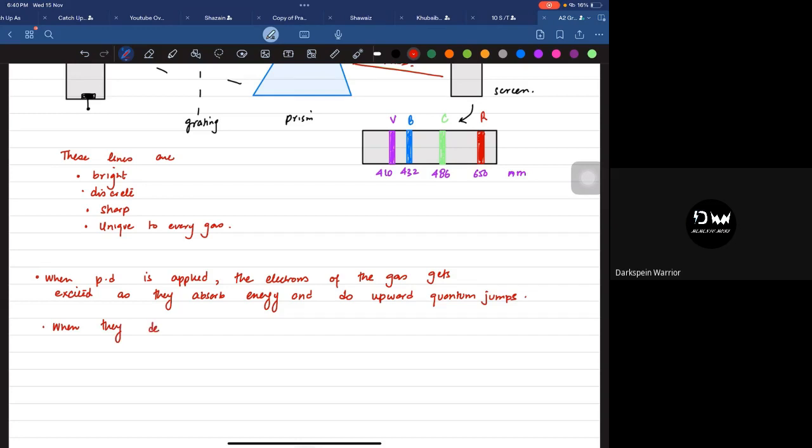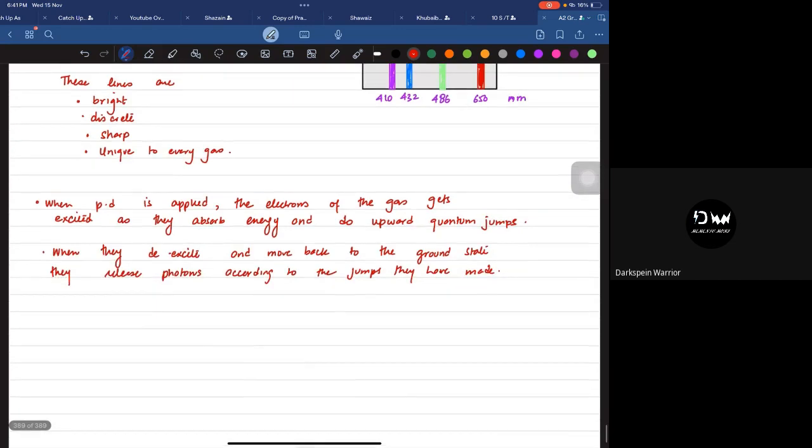When they de-excite and move back to the ground state, they give out photons based on the amount of levels they jump. Yes, they release photons according to the jumps they have made, like we did yesterday, right? For the wavelengths that we found.